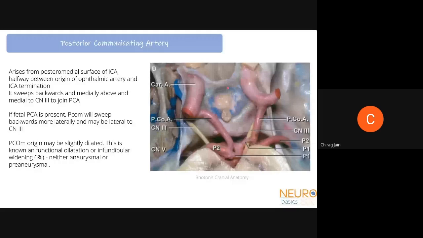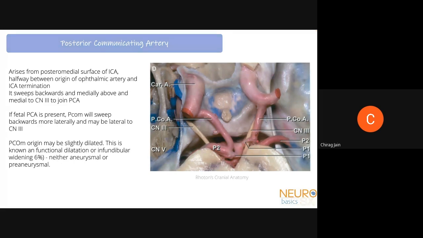If the PCA is fetal, that means that the PCOM is dominant. It is going to run a little bit more backwards and more laterally. It can even be lateral to the third nerve, as we can see over here. So this is a normal PCOM, and this is a dominant PCOM, where P1 is hyperplastic, as you can see, as compared to the other side. We can see it running more laterally and even lateral to the third nerve.